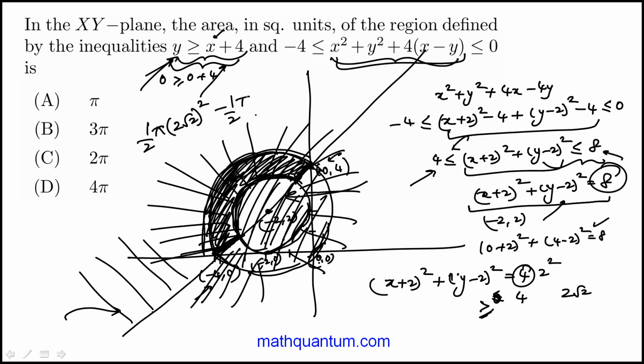And then minus the area of the half semicircle of this inside circle. So that's going to be 2 square. So it's that. If I take out half pi, it's 8 minus 4, or half pi times 4, which simplifies to 2 pi. So the answer is C.